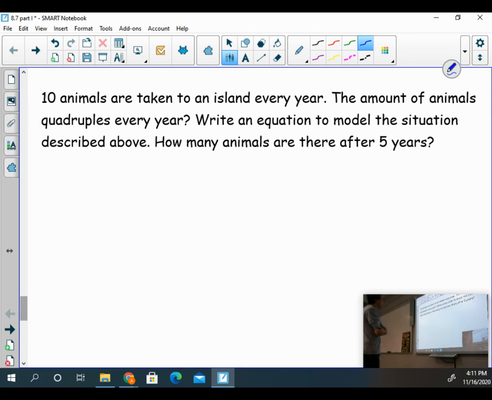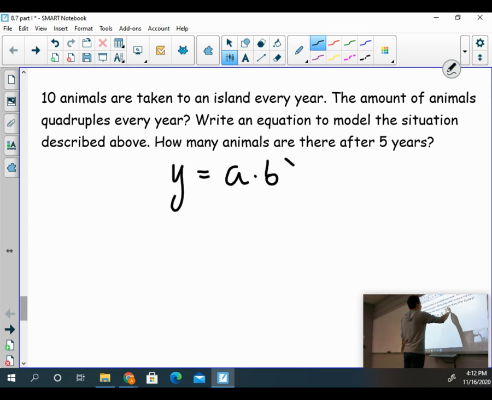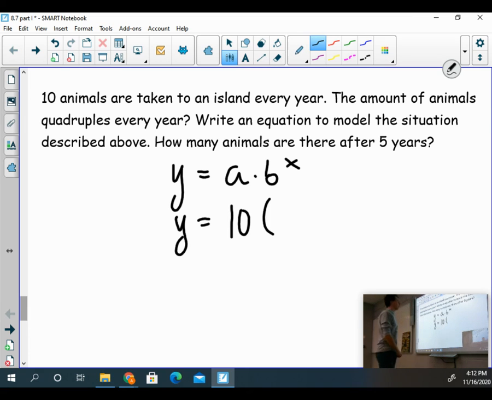Okay, so you gave it a shot. You've unpaused the video. Let's see what you came up with. Well, remember, all exponential functions, as you wrote earlier, are in the form y equals a times b to the x. A is your starting amount. So what do we know is our starting amount? Well, 10 animals are taken to this island. What's my rate of change? The amount of animals is quadrupling every single year. And then x will be whatever my change in time is.